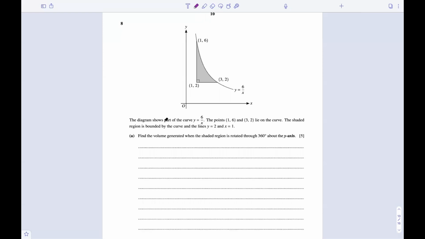In question 8, we have a diagram which shows part of the curve y equals 6 upon x. The points (1, 6) and (3, 2) lie on the curve. The shaded region is bounded by the curve and the lines y equals 2 and x equals 1. We have to find the volume generated when the shaded region is rotated about the y-axis.